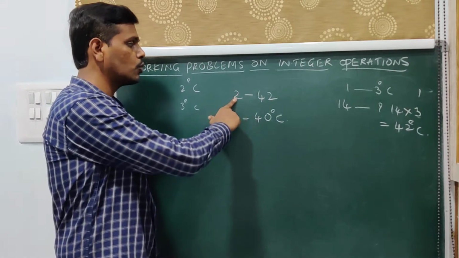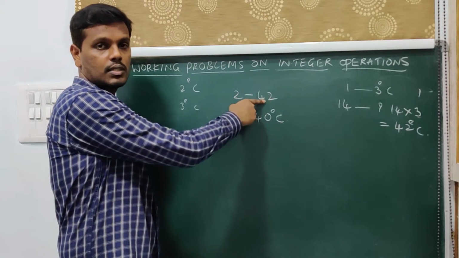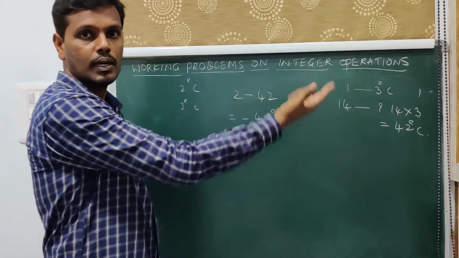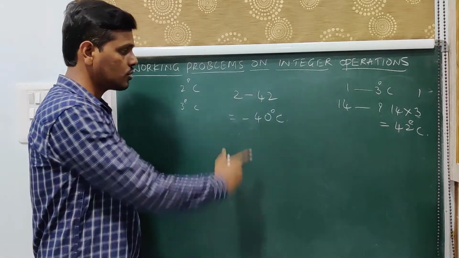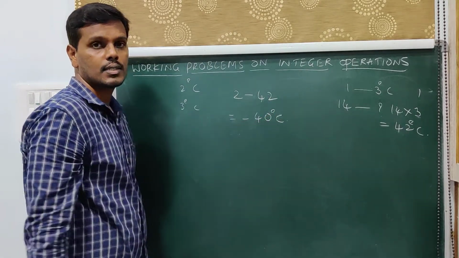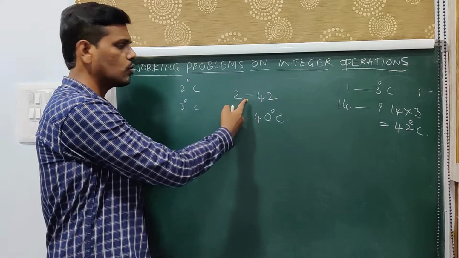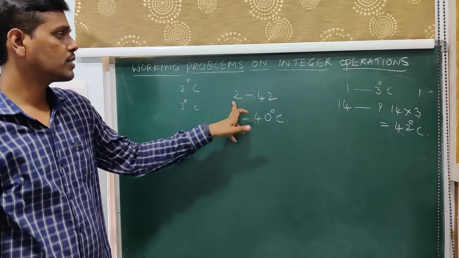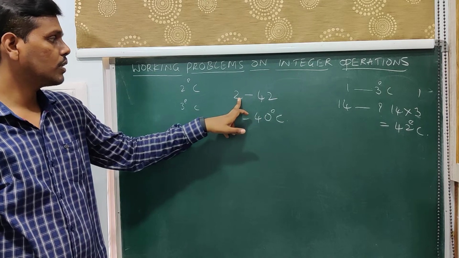That is 2 minus 42 degrees, because this is the temperature that is being reduced. So 2 minus 42 degrees Celsius, which is minus 40 degrees Celsius. See, the same rules that we have applied earlier: different signs, you have to subtract 42 and 2.